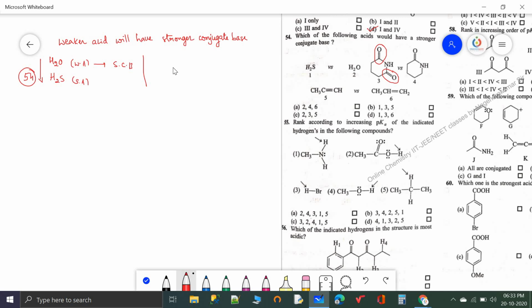So between these two compounds, here it is the second compound, and in the second pair it is the fourth compound. And between these two, we know that terminal alkynes are stronger acids than alkenes, because here the hybridization of the carbon is sp, here it is sp2, so the electronegativity of this carbon is more. So acidity is more here, and very less here. So weak acid, so stronger will be the base. So 6. So now we have 2, 4, 6. 2, 4, 6, option A is correct.